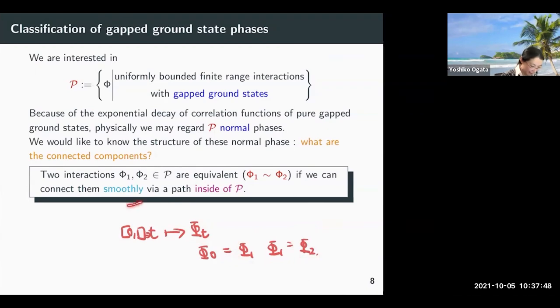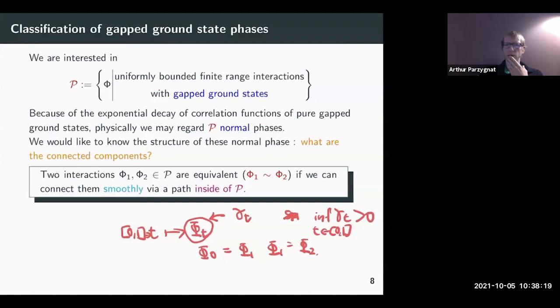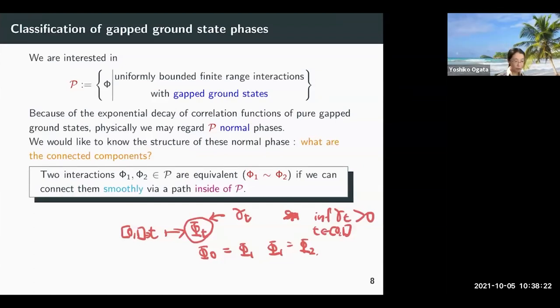And that means this smoothness, which I didn't really write down, contains a condition that each phi t, which has some gap by definition, and I'm requiring this infimum of gamma t to be strictly positive along the path. So in this sense, we don't regard two interactions which are connected by a path of interactions in this set, but not satisfying this, as being equivalent.